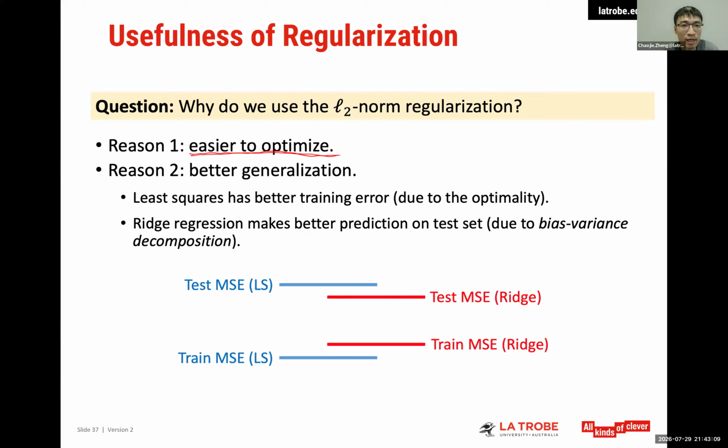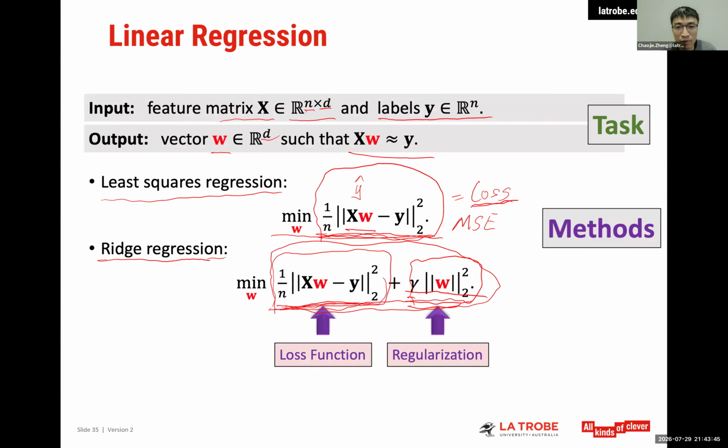And reason two is that it has better generalization. Least squares has better training error, but mostly because it may be overfitting to the training data. If we only consider the training error, it may have a lower training error. But ridge regression can make better predictions on the test set because it uses the regularization term to reduce the complexity of the model.